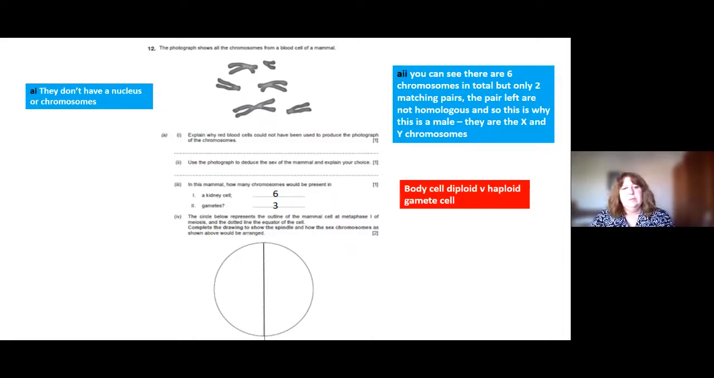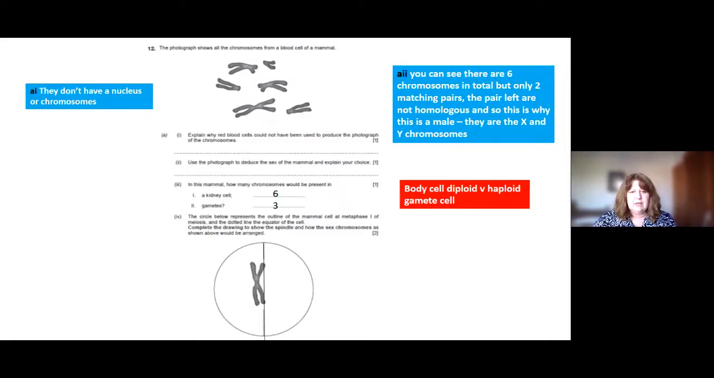And again, because examiners and us teachers love asking you questions about drawing in chromosomes, I've included another one, and it says the circle below represents the outline of the mammal cell at metaphase 1 of meiosis. The dotted line is the equator. Complete the drawing to show the spindle and how the sex chromosomes as shown above would be arranged. So slight little variation on things now, so I'll pause again.